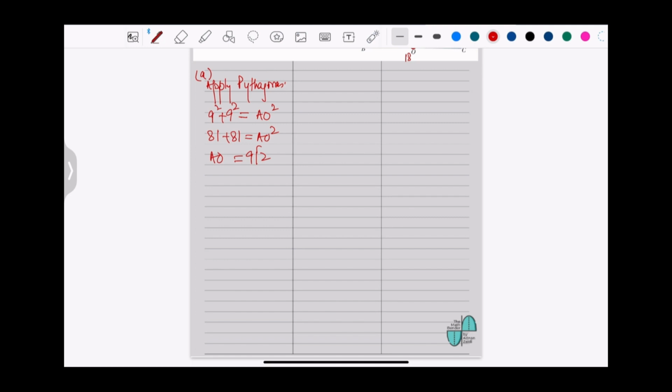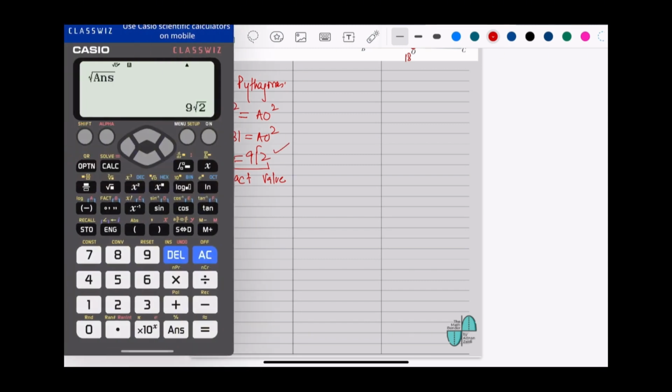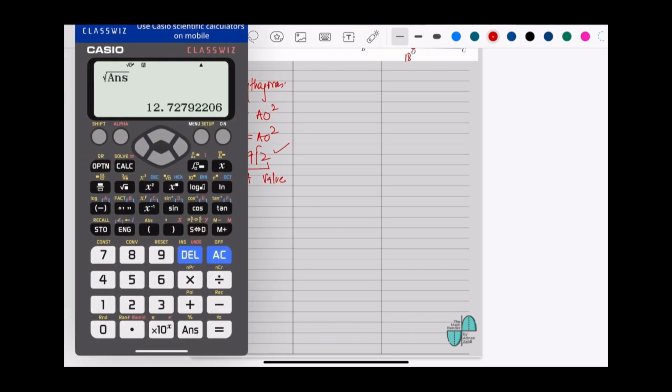This is called the exact value. At times the question asks you to write down the exact value, which means this is the exact value. If you are to round it off or write down the other value, this is going to be 12.73 or 12.7.